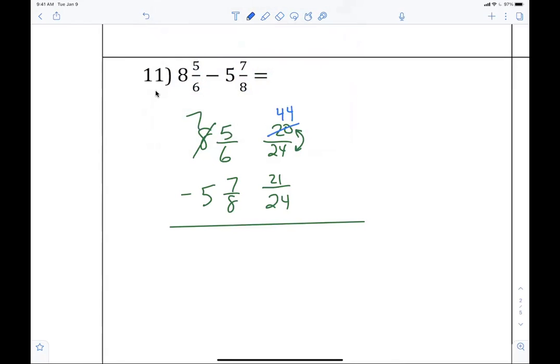And now you can subtract. And when I subtract, what do I get? You get 23 over 24. And then what? And then you get 2. There you go.